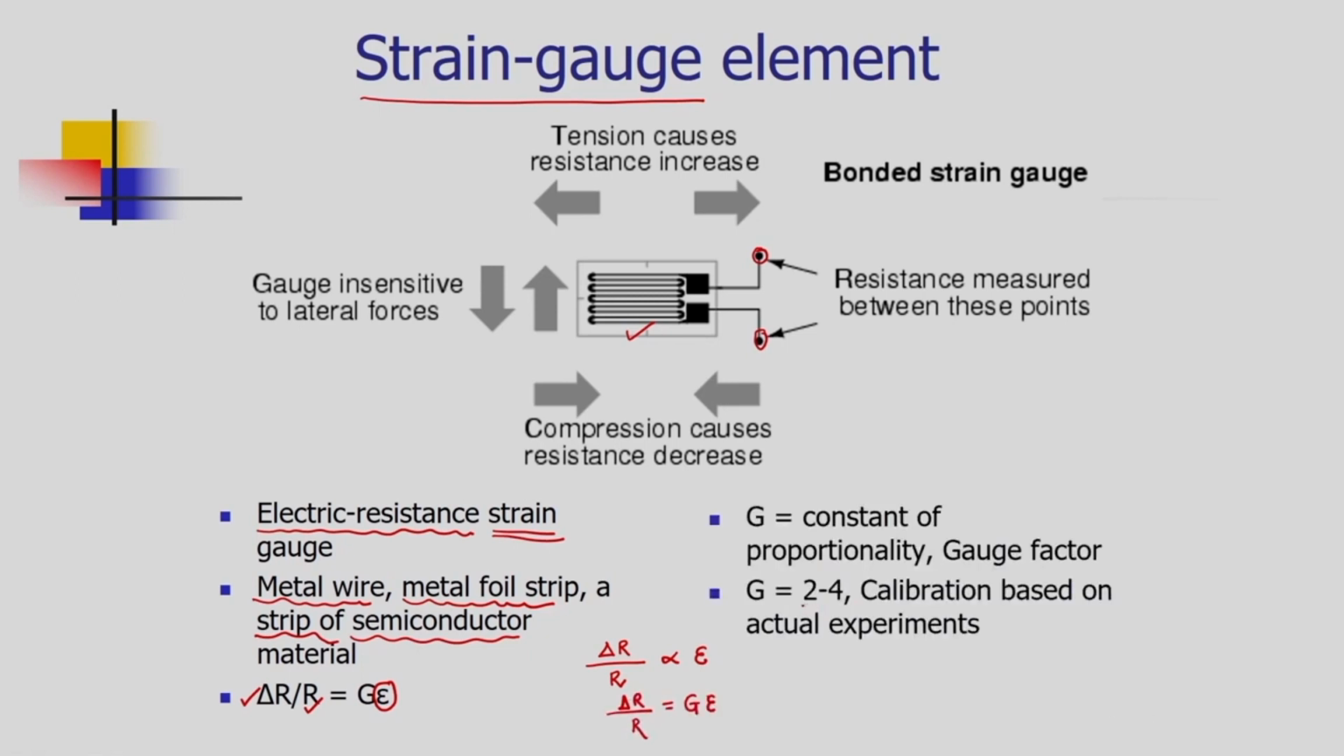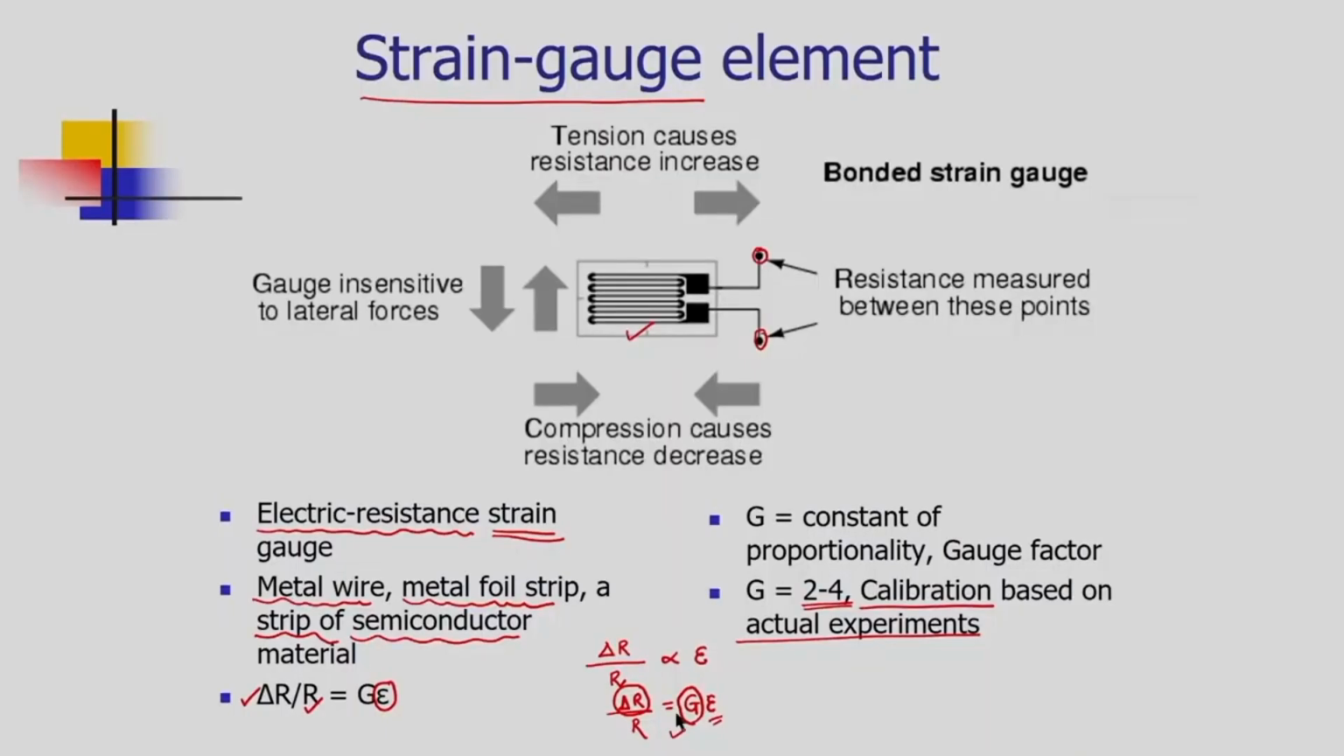In general, the gauge factor is about 2 to 4, and it is decided by conducting actual experiments in the laboratory. This is called the calibration process. In the calibration process, we are computing the gauge factor for a known displacement, for a known strain inside the mechanical element. So, for a known strain, we are computing delta R, that is the change in resistance inside the coil or the foil, and accordingly we are computing the G. In general, a gauge factor of 2 to 4 is noticed for a variety of mechanical elements.